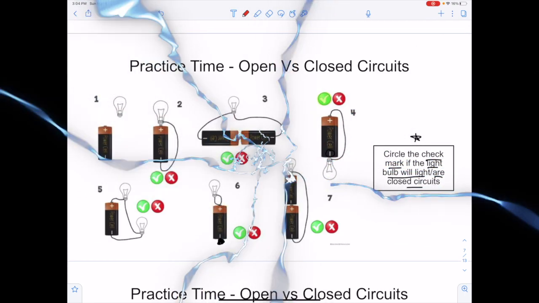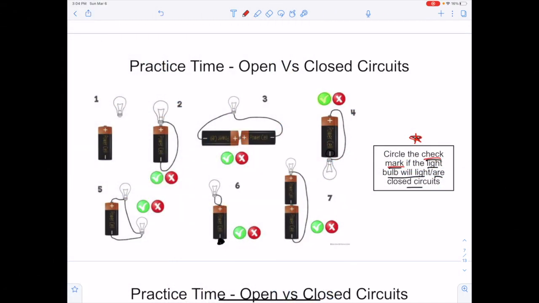So a tiny bit of practice. Go ahead and circle the check mark for each of these if the light bulb will light and if these are closed circuits. Okay, you've had a chance to try it, hopefully.